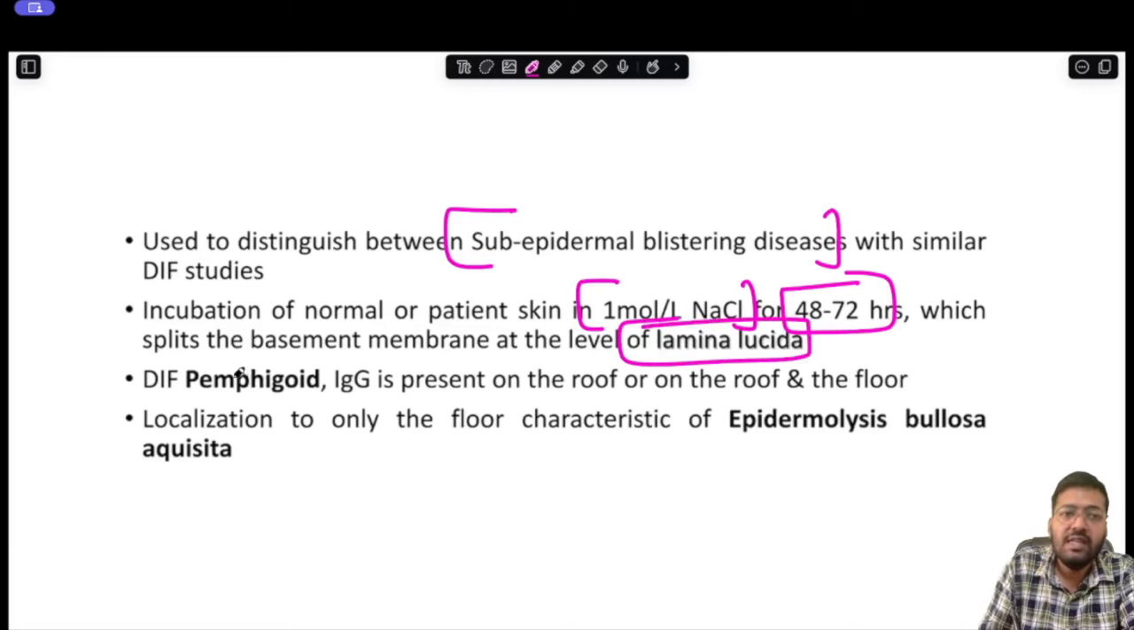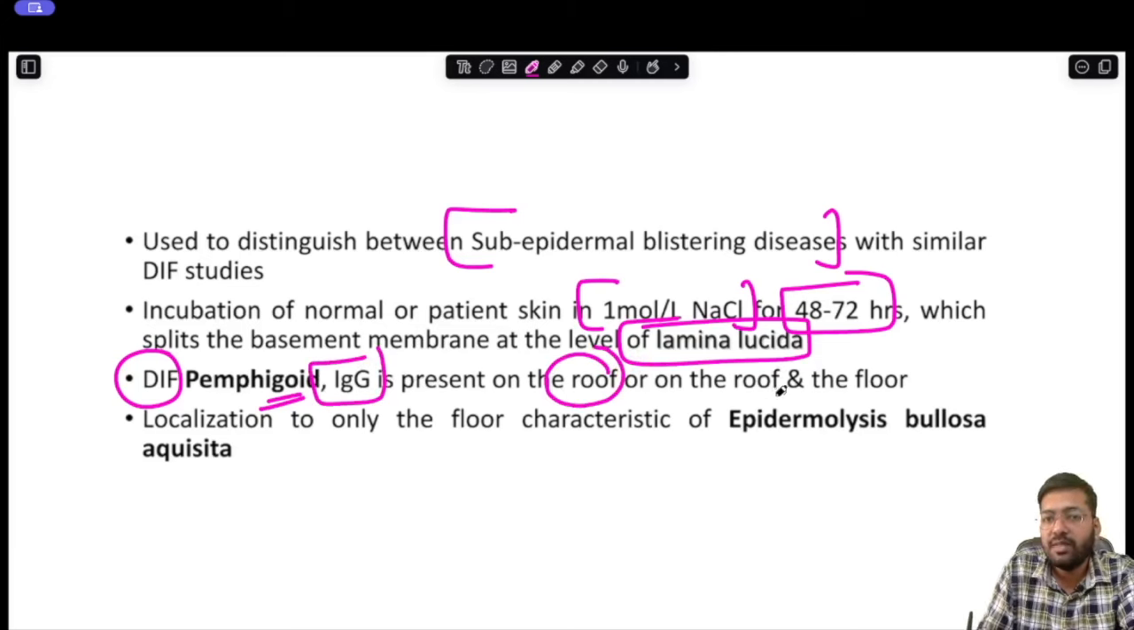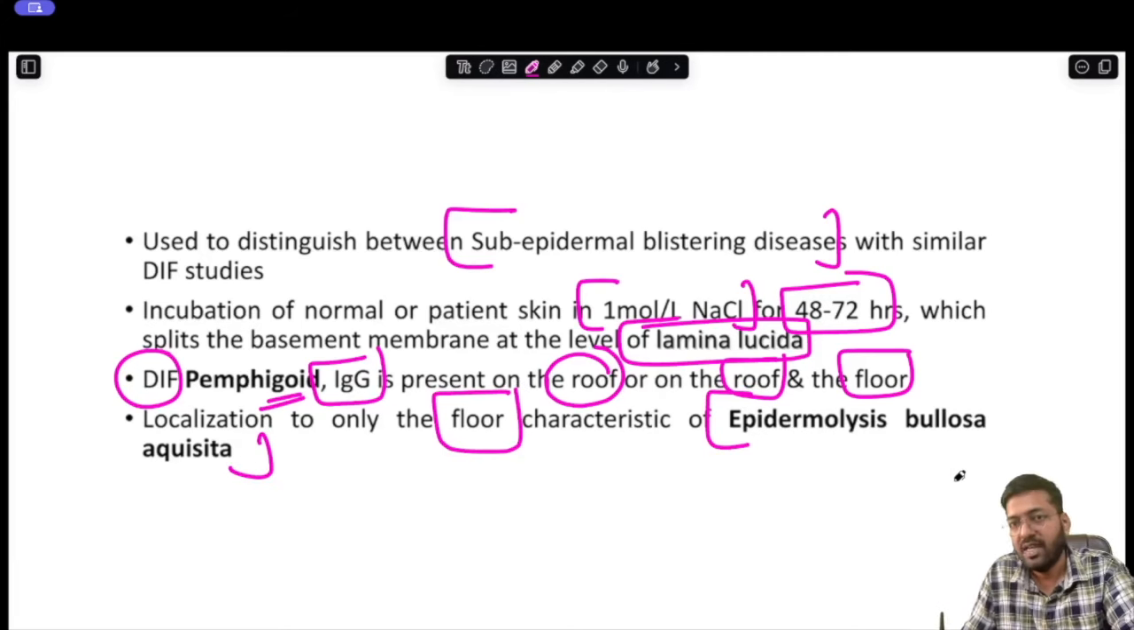Now, in direct immunofluorescence, in a condition like bullous pemphigoid, the IgG is present on the roof, or it is present both on the roof as well as on the floor. Whereas localization only to the floor is characteristic of epidermolysis bullosa acquisita. So both bullous pemphigoid as well as epidermolysis bullosa acquisita show deposition at the level of the epidermis or subepidermal layer. To differentiate between them, we have to carry out the salt split technique.